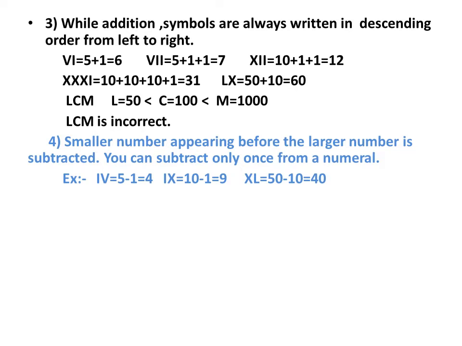Therefore, I is subtracted from V. Now I stands for 1 and V stands for 5. Therefore, IV equals 5 minus 1 equals 4. Then IX. X stands for 10 and I stands for 1. And IX means 10 minus 1 equals 9.